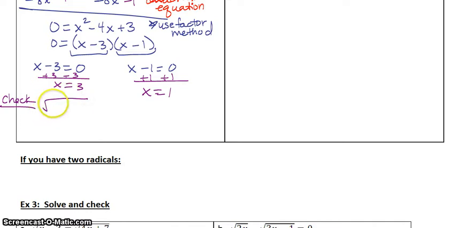I'm going to go through and I'm going to plug in my x to both sides. And then I'm going to go through and solve it. Just make sure this works. 8 times 3 is 24 plus 1 is 25. Okay, yep, that one's good. Check the other side.